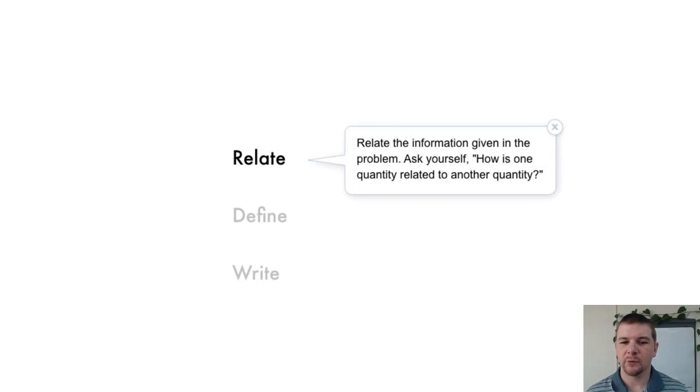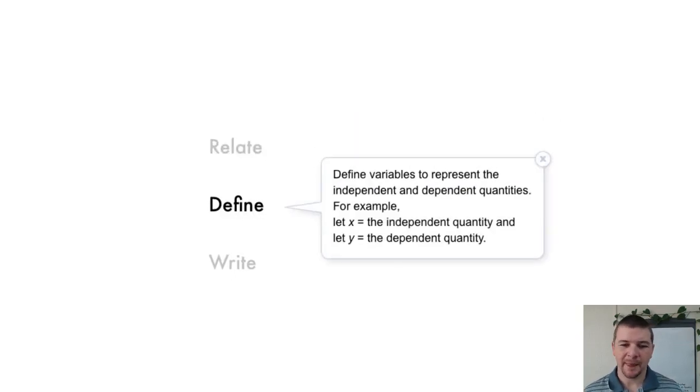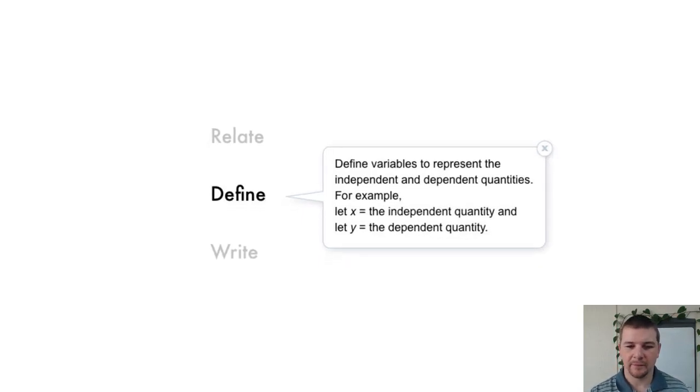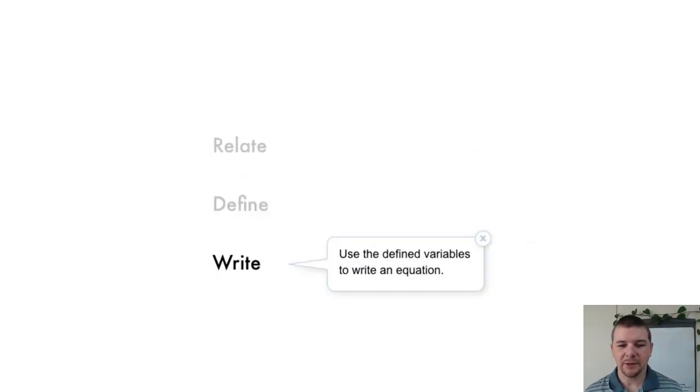Relate. Relate the information given in the problem. Ask yourself, how is one quantity related to another quantity? Define. Define variables to represent the independent and dependent quantities. For example, let x equal the independent quantity and let y equal the dependent quantity. And write. Use the defined variables to write an equation.